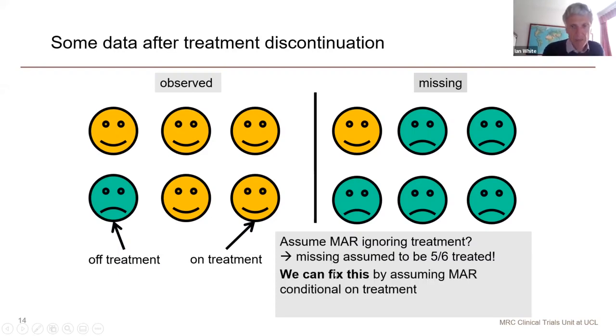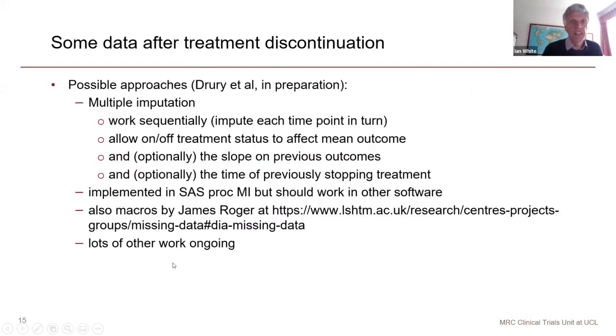We're going to have to fix this by assuming a missing at random assumption conditional on treatment. In other words, these 5 green people over here are going to have to be imputed to be like just this green person over here. We're going to have to stratify in some way. And we're going to implement this by multiple imputation. And this is very much work in progress, I think. I've got some work ongoing with Tom Drury at GSK, where we're imputing sequentially, meaning we're imputing each time point in turn, and we're allowing whether people are on or off treatment at each time to affect their mean outcome in that imputation model.